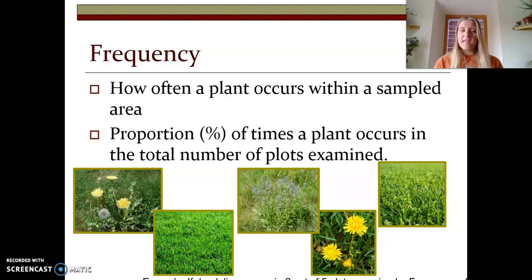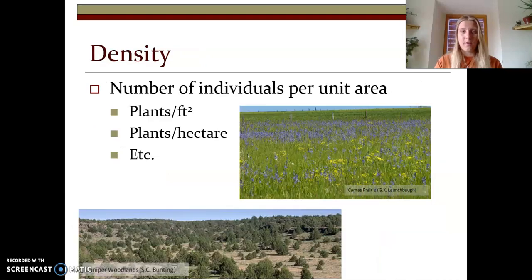Frequency. This is how often a plant occurs within a sampled area. So the proportion or percentage of times that plant occurs in the total number of plots examined. If you looked a couple slides back, there were people setting up these squares or rectangles, and you actually count every single plant of the same species within that. And over a large area, you can actually calculate how much of each species is there.